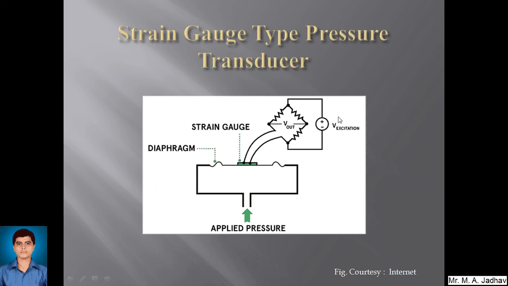So this is the provided voltage, that is the supplied voltage, V excitation, and this is V out because of the strain. As the dimensions of the wire change, it will produce some strain, and that is converted to some electrical output, that is, some amount of voltage is generated, and that we are going to measure. So it will be proportional to whatever pressure is applied. Thus we can measure the pressure by using a strain gauge type pressure transducer.